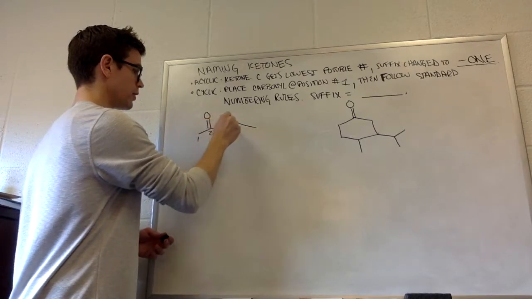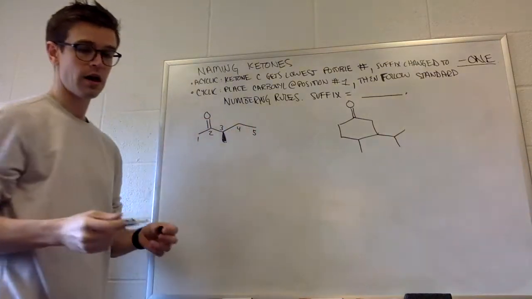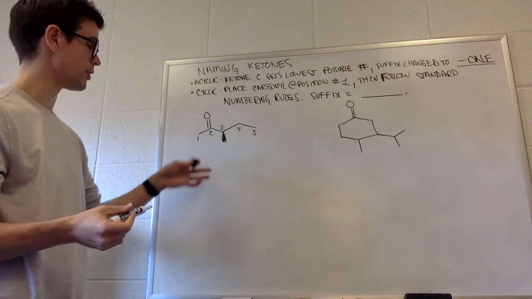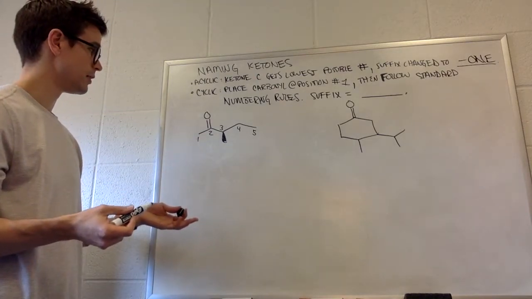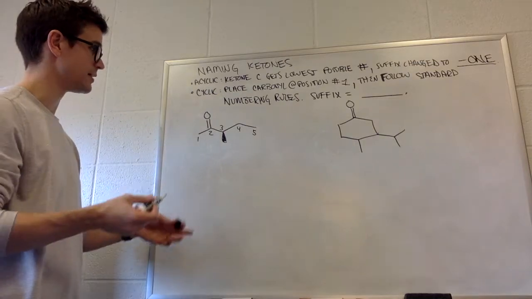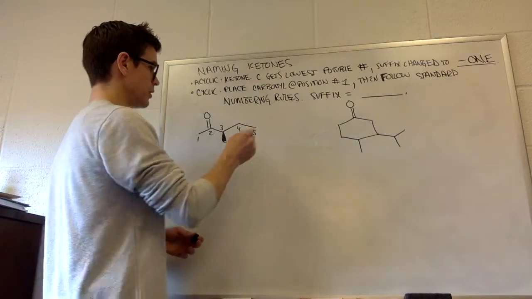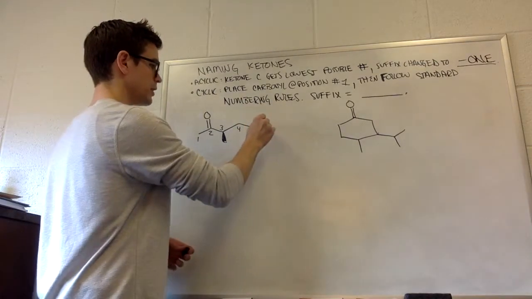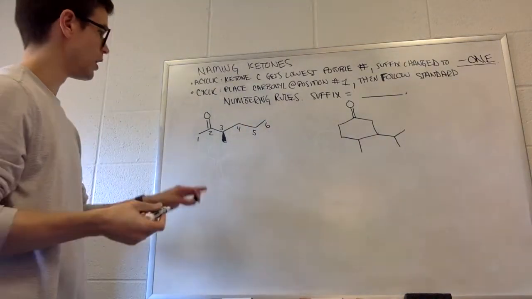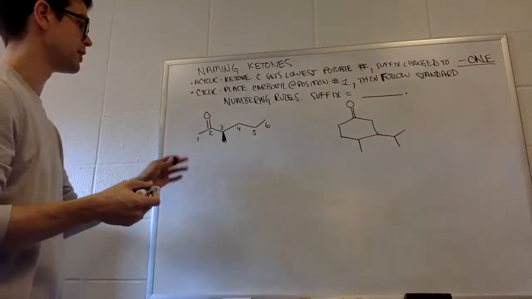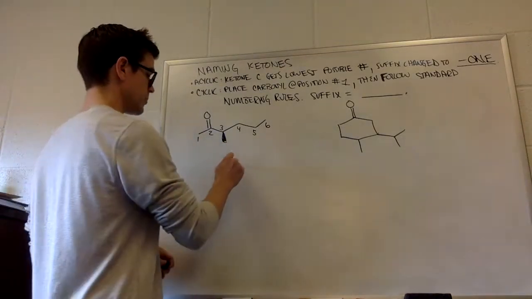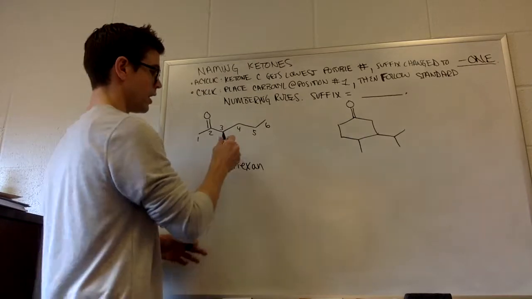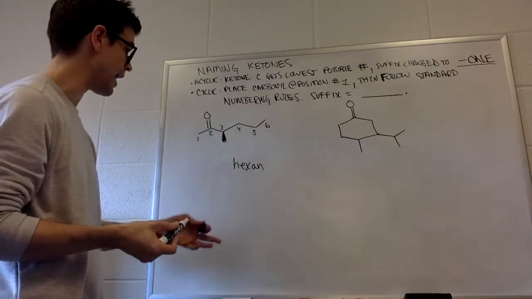So 1, 2, 3, 4, 5. So we have a 5-carbon chain. The ketone could really be at, in this case, let's actually change it to a 6-carbon chain. Yeah, let's change it to a 6-carbon chain. So a 6-carbon chain with our ketone. So it's going to be hex. There's no alkenes or alkynes, so it's -an.